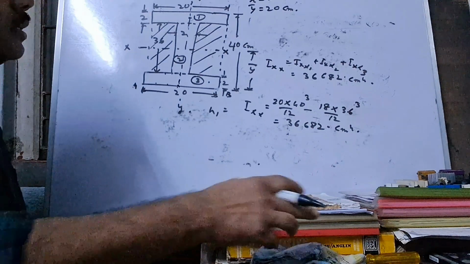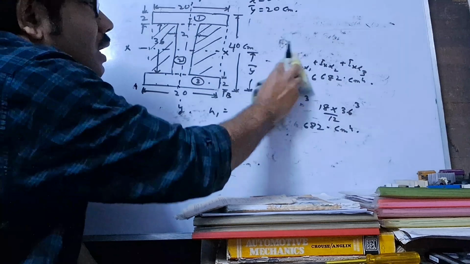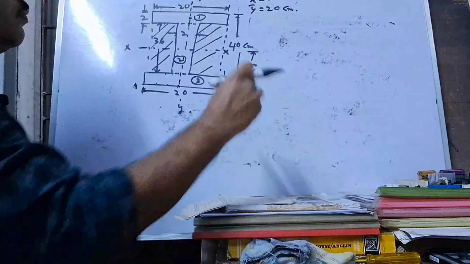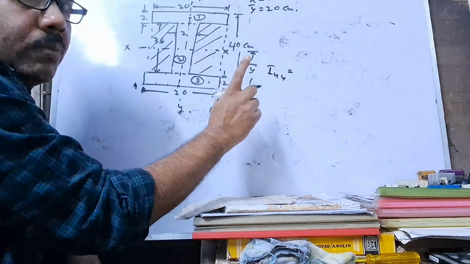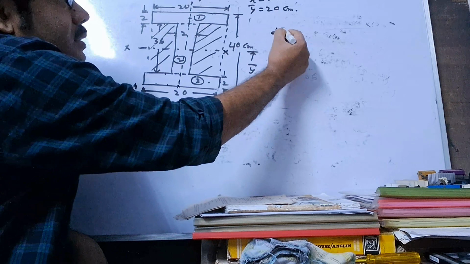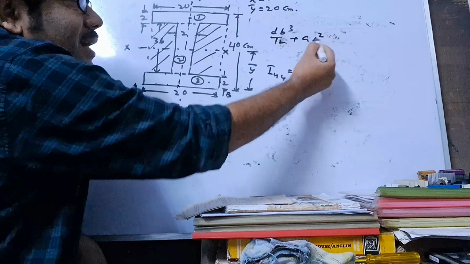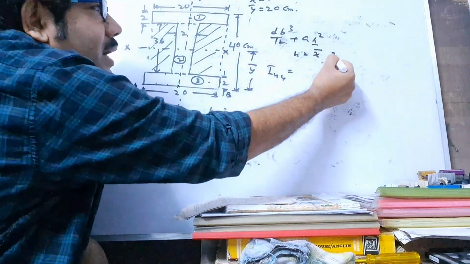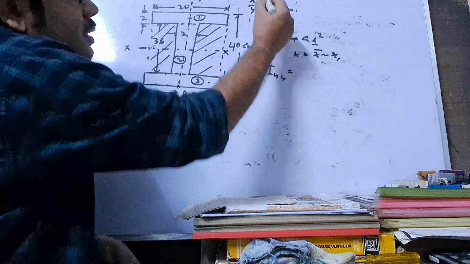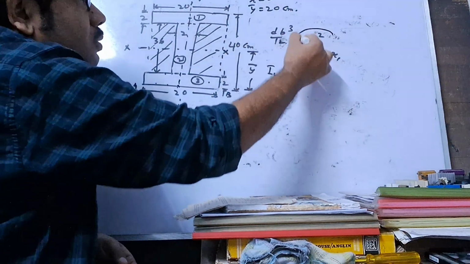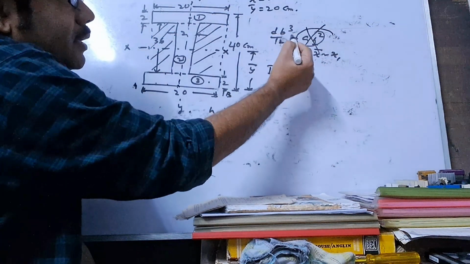And here in the column, you must also calculate I suffix YY. I suffix YY, and this is db cubed by 12 plus Ah squared. But here, h means the difference of X bar and X1. But here, X bar is 0. So this portion can be neglected. So here the form is just db cubed by 12.